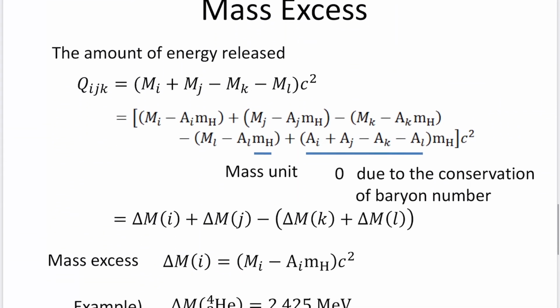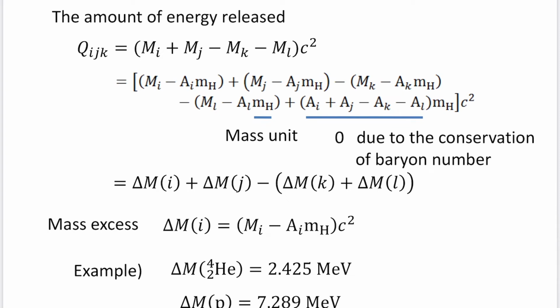When you try to calculate the amount of energy produced in the nuclear reactions, we often express the mass excess. The amount of energy released is the difference between the masses of the reactants and the masses of the products. So (M sub i plus M sub j minus M sub k minus M sub l) c squared. Each term is subtracted by A sub i M sub h. So M sub h is the atomic mass unit times the mass number A sub i. We call this the mass excess. So delta M sub i is expressed as (M sub i minus A sub i M sub h) c squared.